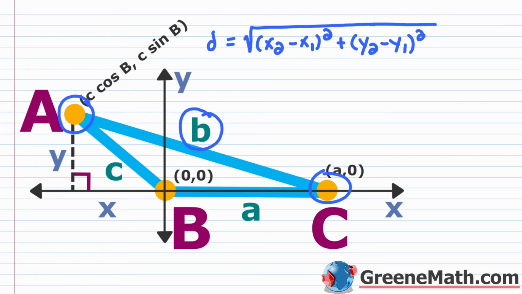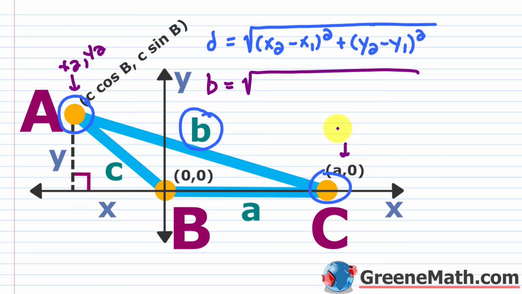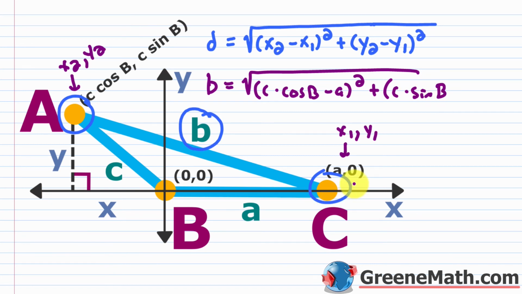Okay, so from here, I want to replace d with b, because the distance from here to here has a name, lowercase b. So let's put that in there. And this is the square root of, and it doesn't matter how you pick these points, I'm going to label this one as x sub 2, y sub 2, and this one as x sub 1, y sub 1, just to make it easy. So I'm going to plug in c times cosine of b, minus a, this quantity will be squared, plus c times sine of b, and then minus 0. I can put that in there, but it doesn't really do anything, so I'm just going to close this and square it, okay?